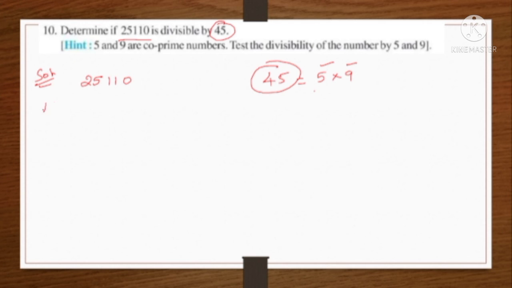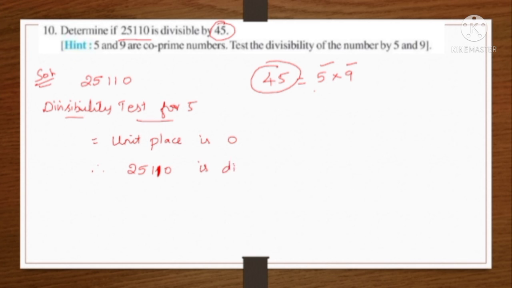Okay, so first let us start the divisibility test for 5. For the divisibility test for 5, the unit place is 0, isn't it? So the unit place is 0. Therefore we conclude that 25,110 is divisible by 5. And now we have to check the divisibility test for 9.